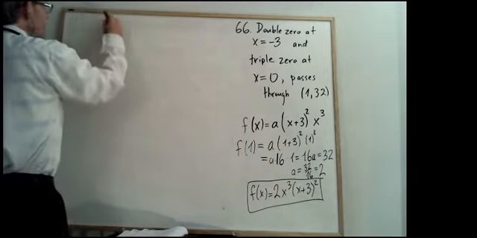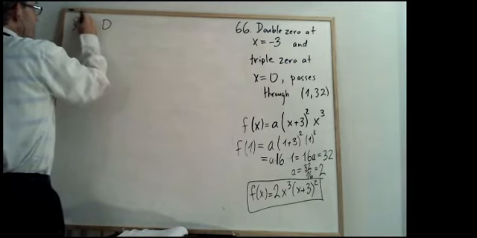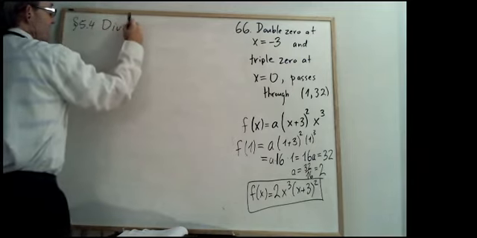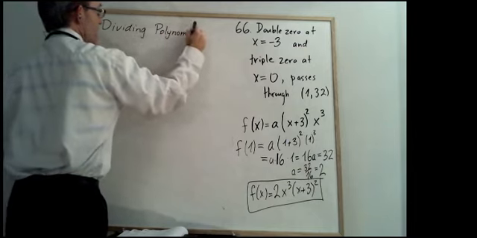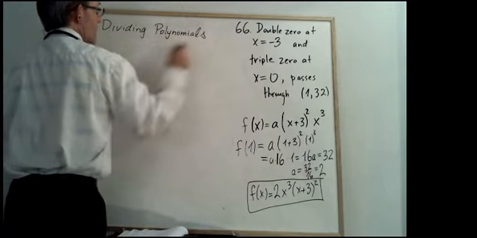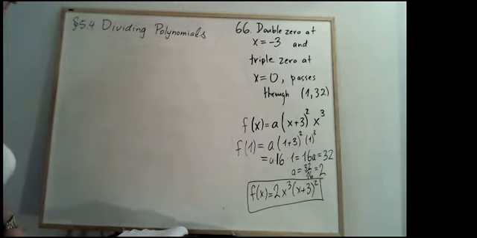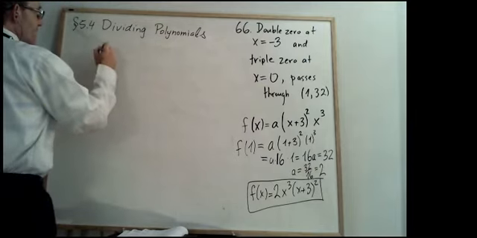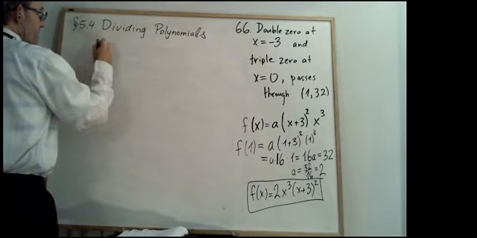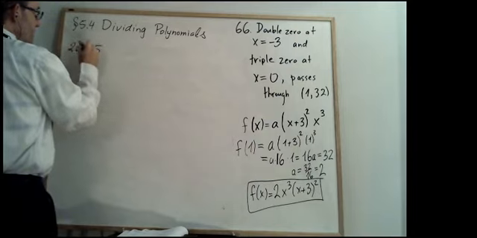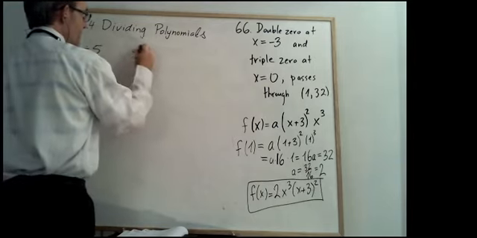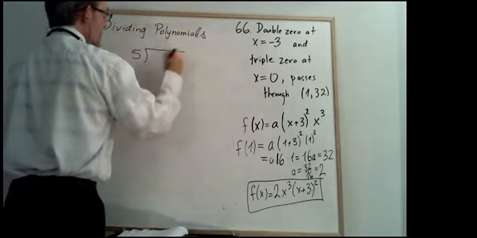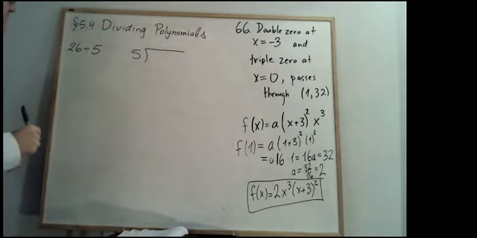Okay, so the next section I want to go on to is 5.4, dividing polynomials. All right. So you remember in division, say 26 divided by 5. How do we do that? Well, we have long division. So I'll just review simple long division for you.